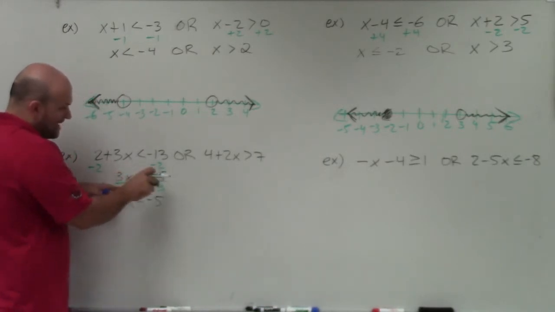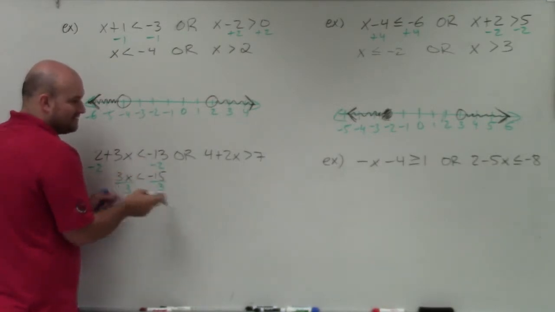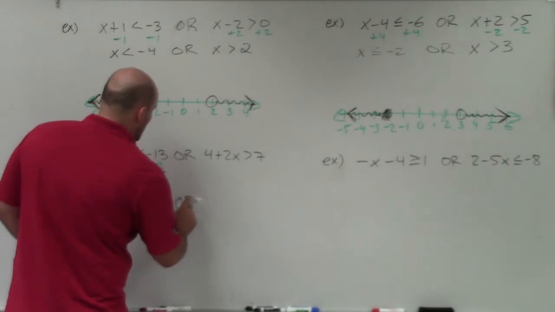Remember, I'm dividing by a positive number. Even though that 15 is negative, since I'm dividing by a positive number, I'm not going to have to flip the sign. So that's going to be "or."